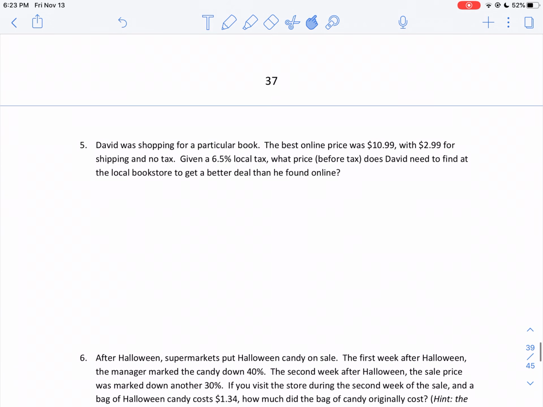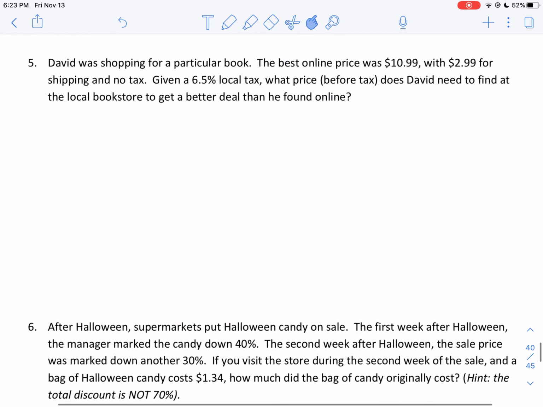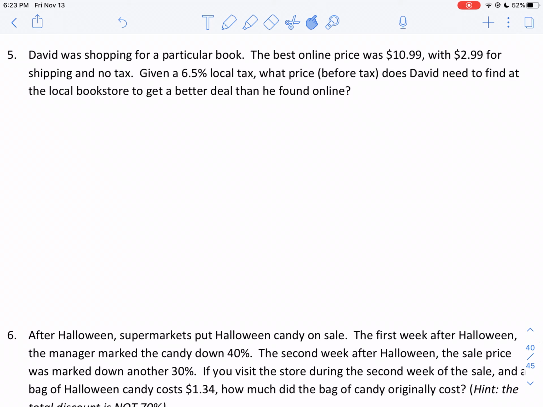Alright, so now we're on the top of page 38 and ready for example 5. David was shopping for a particular book. The best online price was $10.99 with a $2.99 charge for shipping, and there was no tax. Given a 6.5% local tax, what price before tax does David need to find at the local bookstore to get a better deal than he found online?